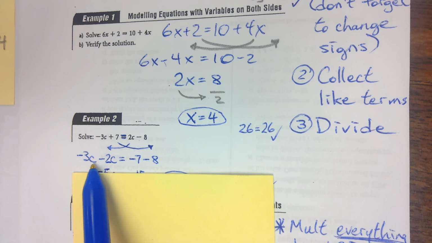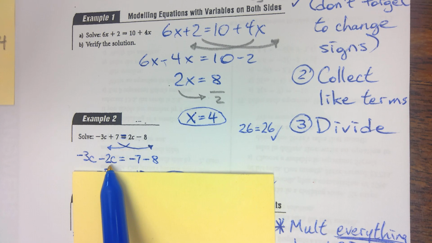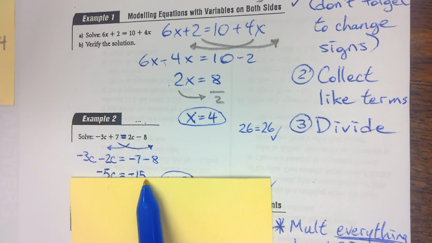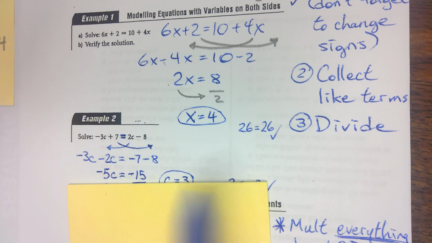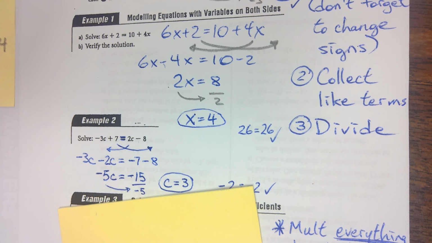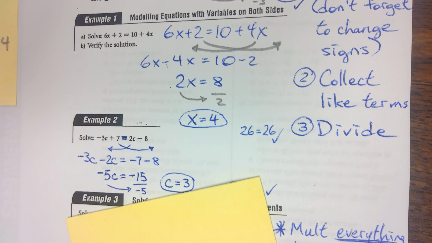Okay. So, Megan, what is negative 3c minus 2c? Negative 5c. Good. And then negative 7 minus 8? Good. And then divide by negative 5 to get c equals 3. Perfect. Okay. And then do my left side, right side check.